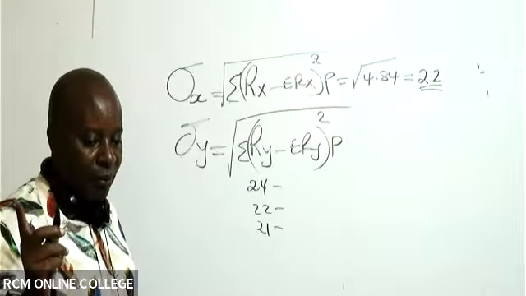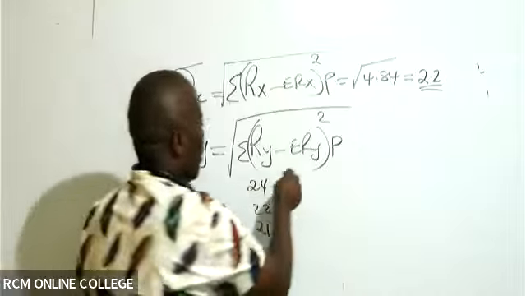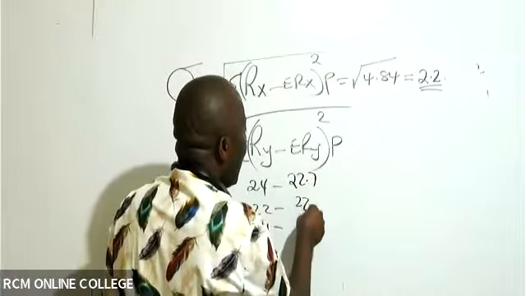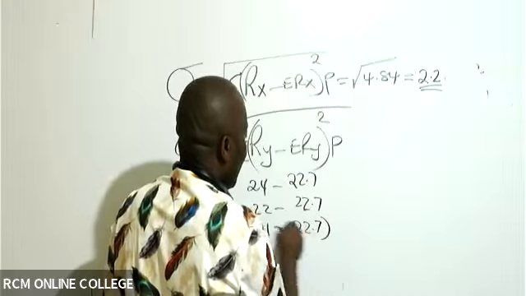That one I have forgotten. Expected return of Y, we got a figure 22.7. So this expected return of Y will remain constant.